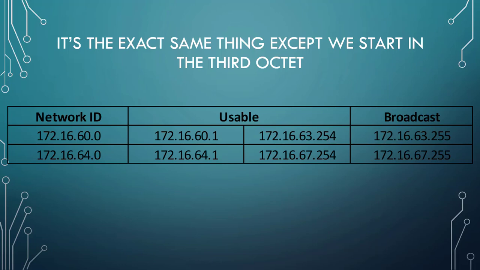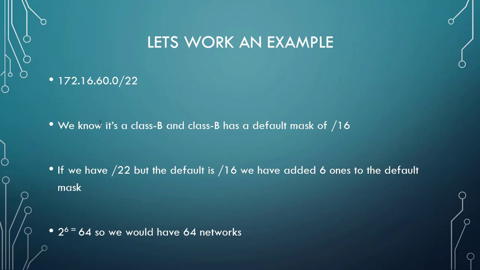So let's work one, and I'll show you an example. So we have 172.16.60.0 with a /22 subnet mask. Just by looking at that, we know right away it's a Class B because that first octet fits in the Class B range. And we know Class B has a default subnet mask of /16.